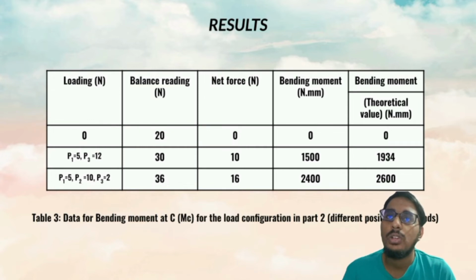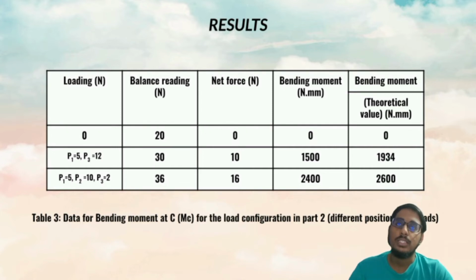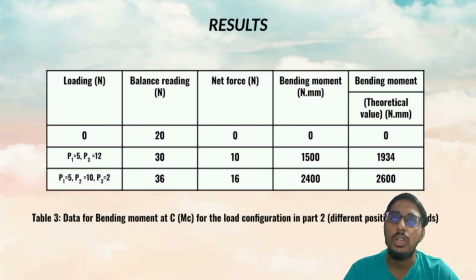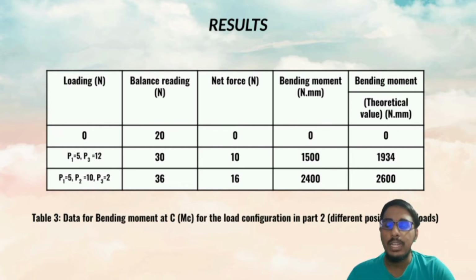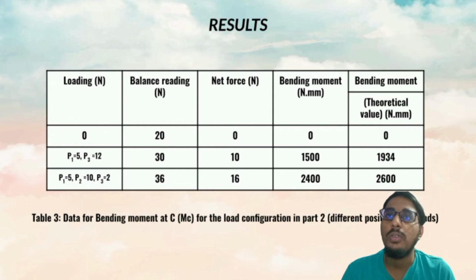For the first part, we have a load of 0, 10 and 20 Newton. We have got the results for the balance reading and the net force for the load at P1, P2 and P3. For the 0 Newton, we have 20 at P1, P2 and P3, which is the same because there is no load. For the 10 Newton, we have got 24, 32 and 26 at P1, P2 and P3. And for 20 Newton, we have P1 28, P2 44 and P3 32.